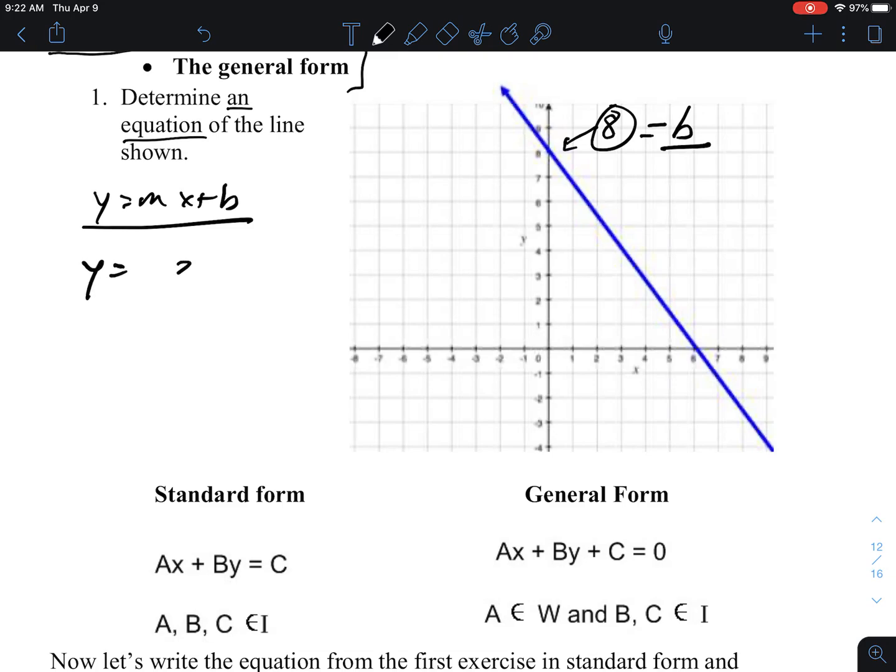Look, here's b, that's 8. So I already know that. y equals something or other x plus 8. I also know that the slope is negative. This line is going down.